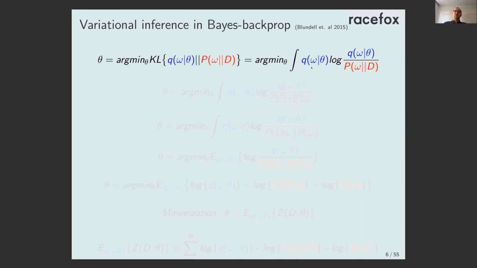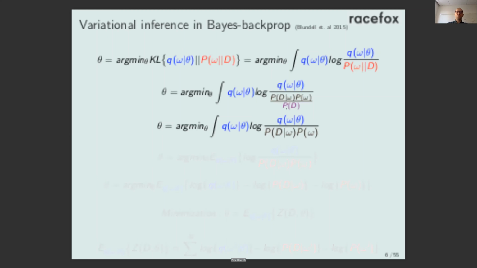The KL divergence is this simple integral of the log. But the problem here is that I know what the variational distribution is and how I can parameterize it, but I don't really know the distribution of the weights given the data. What I can do is use Bayes theorem to get the distribution of the weights as the distribution of the data given the weights multiplied by the prior, divided by the distribution of the data. The distribution of the data doesn't depend on the parameter theta, so we can discard it from the minimization process, and we are left only with these three different probabilities.